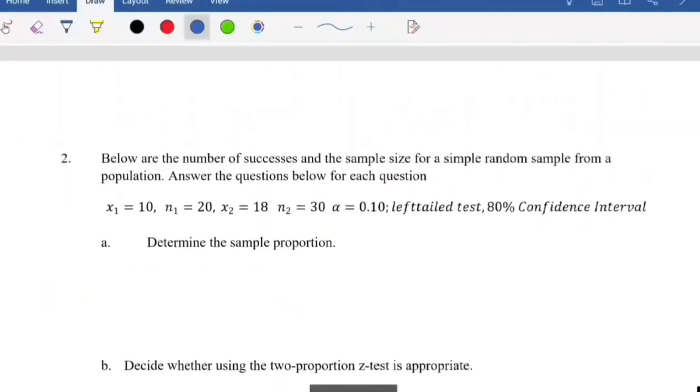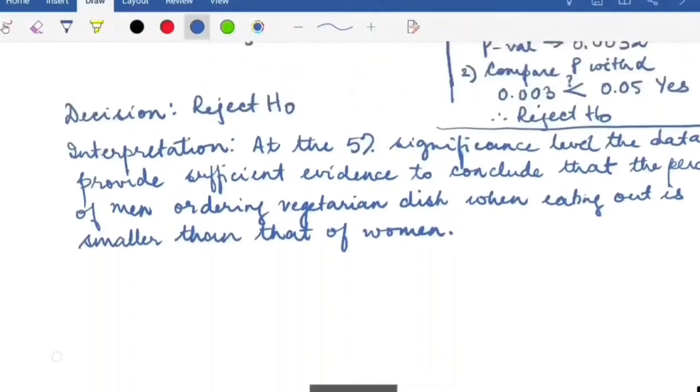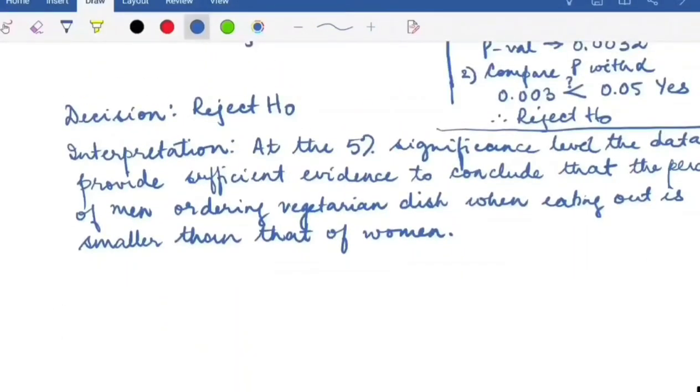Okay, and then does it ask us to find the confidence interval? No, it doesn't. So I'm going to just leave it at that. And then there's another question in this worksheet. Just a second again.